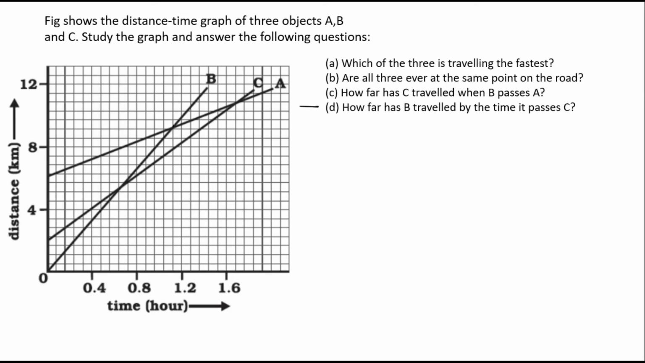We'll go for the last question here. And what is that last question? How far has B traveled? B is here, right? How far has B traveled by the time it passes C? By the time B passes C. And where does B pass C? Somewhere here. Understood? So we can take it as here, right? So we will get approximate values. It appears as if it is in between, right? Now let us find out what that particular distance is.